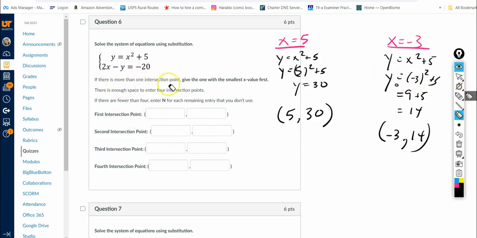If there is more than one intersection point, it's important to read the instructions: give the one with the smallest x value first. Well, -3 is the smallest x value. So the first intersection point is -3, comma 14. And you can see the parentheses and the comma are supplied. The next intersection point is 5, comma 30. And then there aren't any more. It said if there are fewer than 4, which there are, enter capital N for each remaining entry that you don't use.